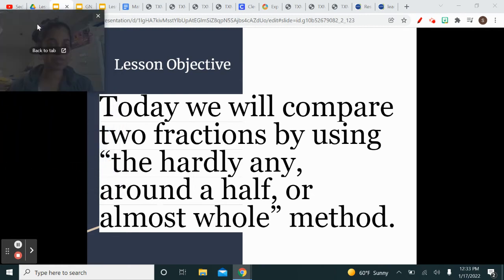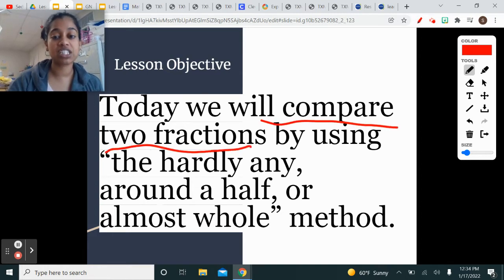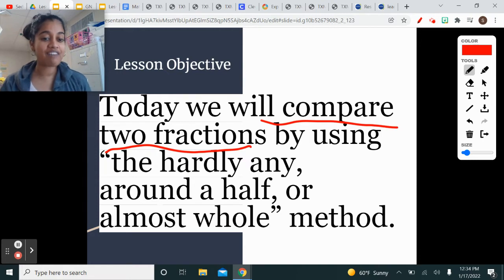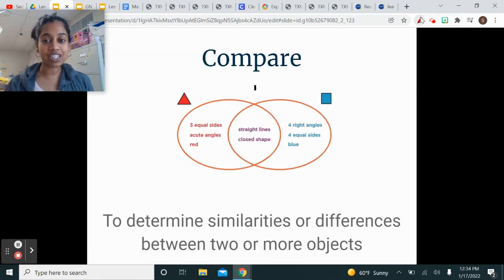So our lesson objective for today: we will compare two fractions by using the hardly any, around a half, or almost whole method. So this is another way that we can compare fractions. Before we get into that, let's go over our vocabulary like always.